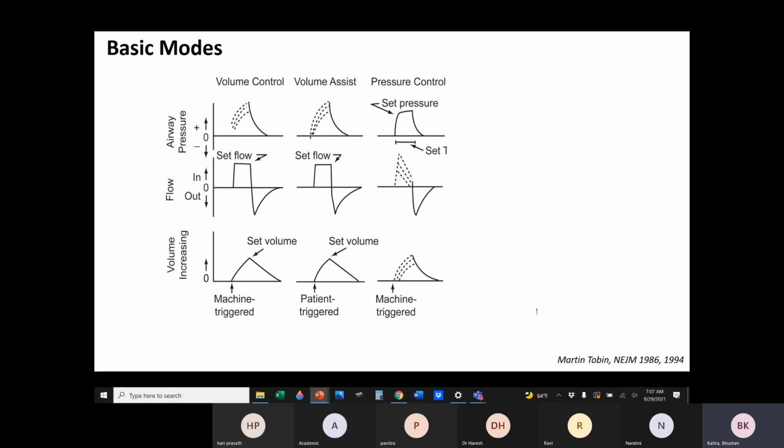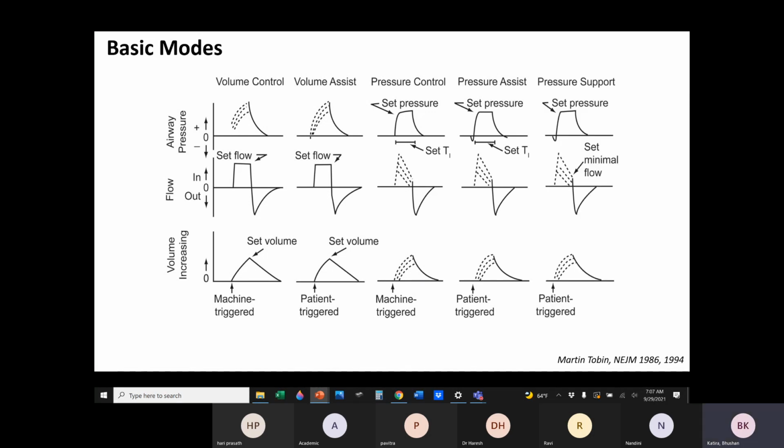Similarly, in pressure control, you set the pressure and the flow and tidal volume are determined based on the patient's resistance and compliance. It is again machine triggered when it is pure pressure control, and it is patient triggered when it is pressure assist control. The pressure support breath is patient triggered and in some way patient cycled depending upon the set minimal flow that you've kept. So when the patient cycles the breath off as well, that is the moment you call it a spontaneous breath. It is not based on the trigger.